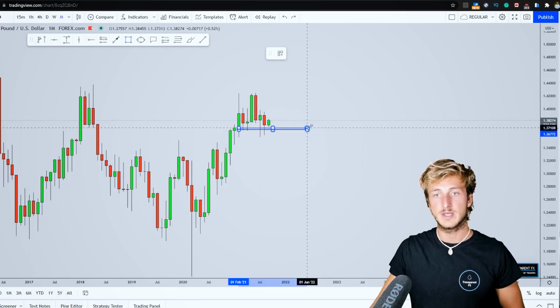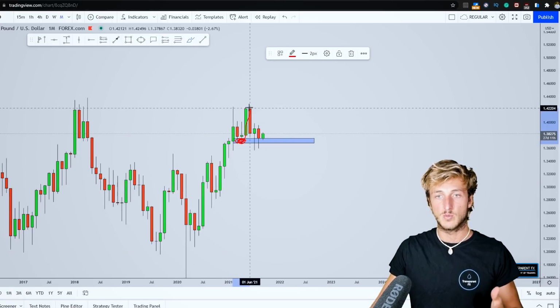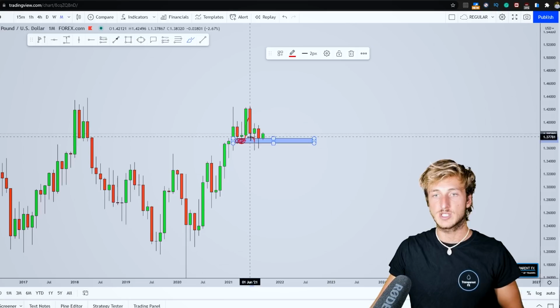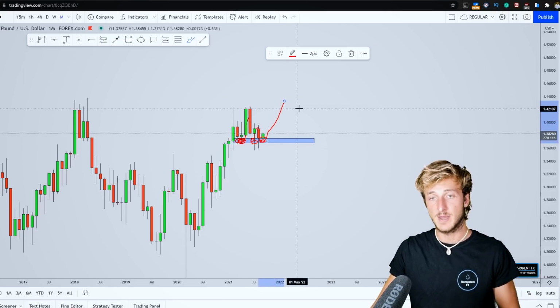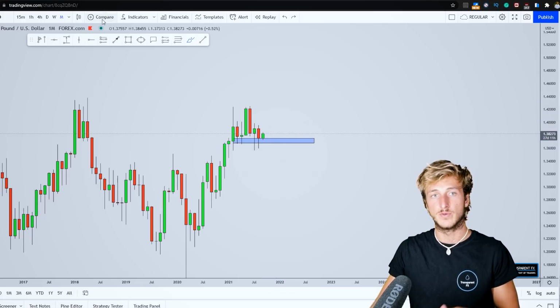So basically what is happening is that the market is rejecting this previous monthly demand from which the market had created this move to the upside, which is now again demand here and currently respected as demand. So from here we can expect more continuation to the upside to follow.